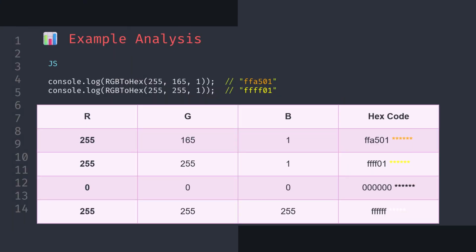Let's see a few examples in action. Pure black is 6 zeros, while white is 6 Fs. Our earlier example, RGB 255, 165, 1, gives us FFA501, a vibrant orange. This method handles all values within the 0 to 255 range accurately.